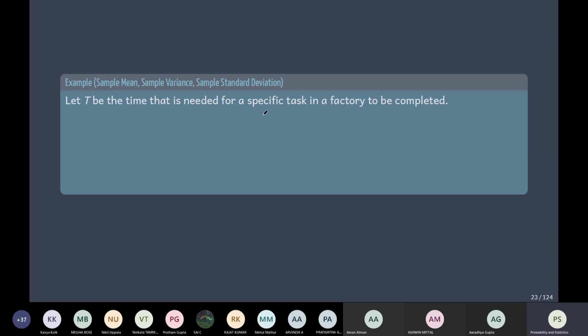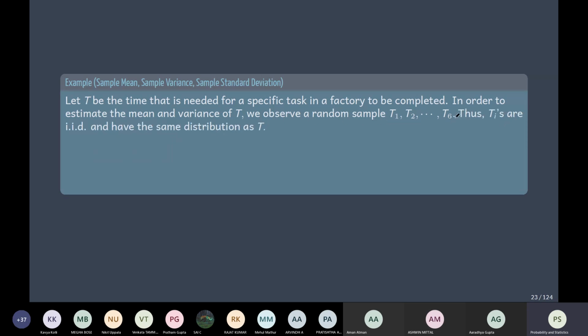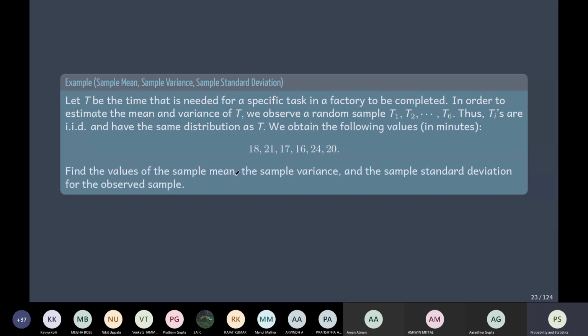Let T be the time needed for a specific task in a factory to be completed. In order to estimate the mean and variance of T, we observe a random sample. So let us say we have this random sample. Thus, the Tis are IID and have the same distribution. So we obtain the following values. Find the values of the sample mean, the sample variance, and the sample standard deviation for the observed example.